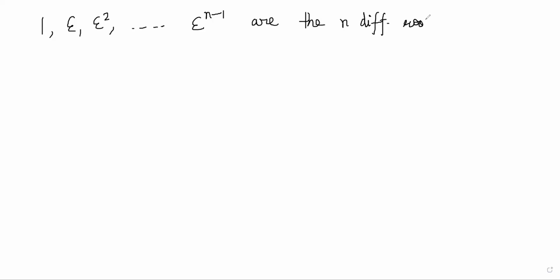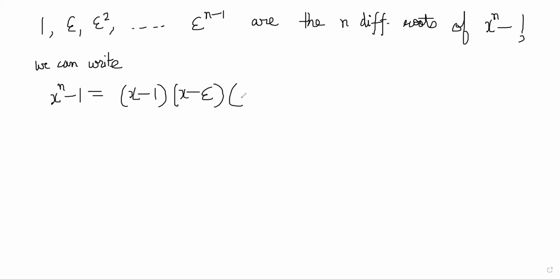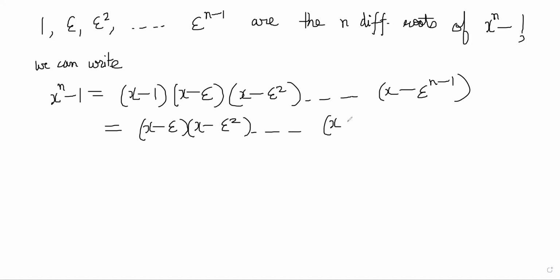Okay. Now we go on to some other standard properties. Because we know that 1, epsilon, epsilon square, till epsilon n minus 1 are the n different roots of x power n minus 1, we can write x power n minus 1 as a product of factors of these. So we can write it as x minus 1, x minus epsilon, x minus epsilon square, and so on till x minus epsilon power n minus 1, which can also be rewritten as x minus epsilon, x minus epsilon square, so on till x minus epsilon power n minus 1 multiplied by x minus epsilon power n. Here we have replaced this factor, we have called 1 as epsilon power n, which is correct. So these are two different versions of the same thing.